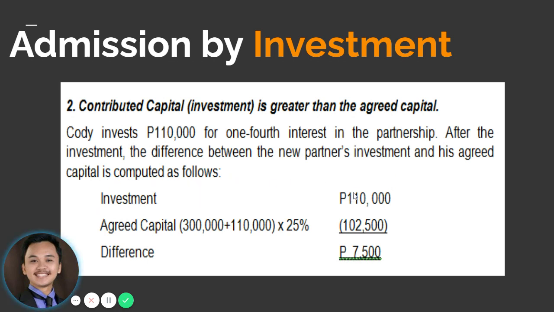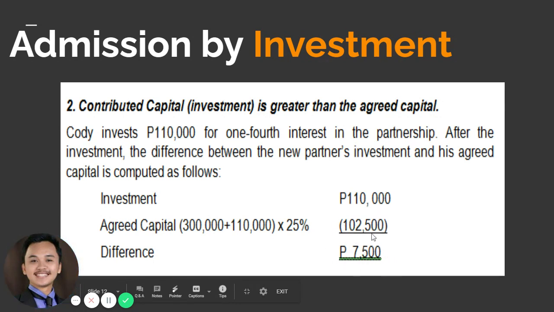So his investment is 110, and the total agreed capital of the partnership is 300,000 plus 110. And then according to the agreement, he will receive a 25% share. So if you compute 25% of the total agreed capital, he will only be receiving 102,500. So this means what he paid to the partnership is 110,000, but the partnership capital he will receive is only 102,500. So meaning there's a difference of 7,500.